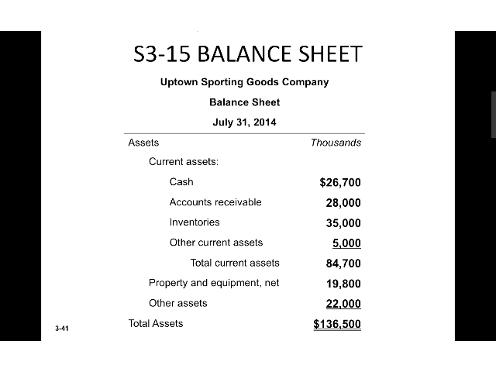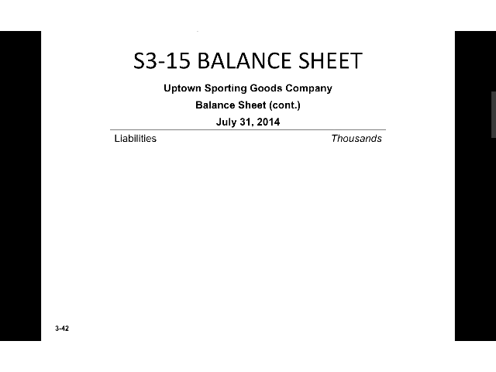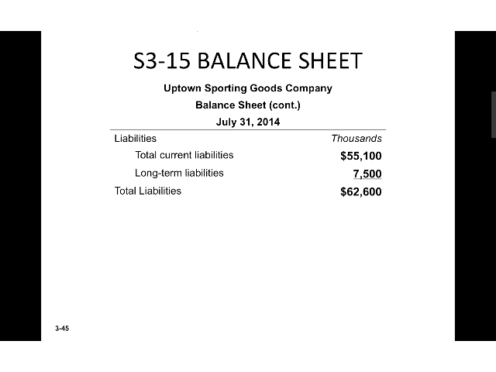I'm going to have to leave this screen just because I'm out of screen real estate. Next up, we're going to do the liabilities. We are still working on the balance sheet, continued. Now we're working our way down through liabilities. We do our current liabilities first, and they're listed for us as $55,100. Long-term liabilities are given to us as $7,500, giving us total liabilities of $62,600.